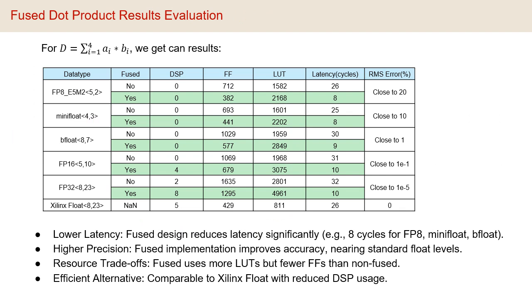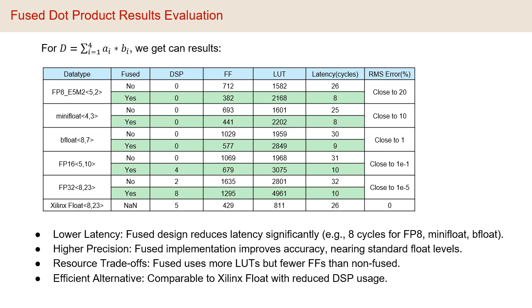Okay, this table compares the performance and the resource utilization of the fused and non-fused implementation for dot product operation across different data types. The non-fused version implements the dot product using separate custom multiplier and adder modules. It can lead to extra rounding between operations, but the fused version integrates multiplication and addition into a single operation. It can avoid unnecessary rounding and improve precision and performance.